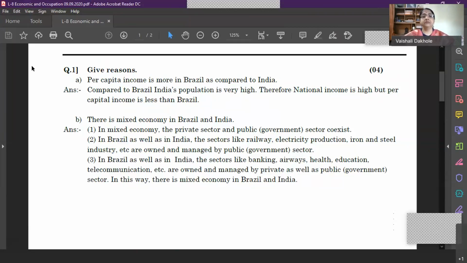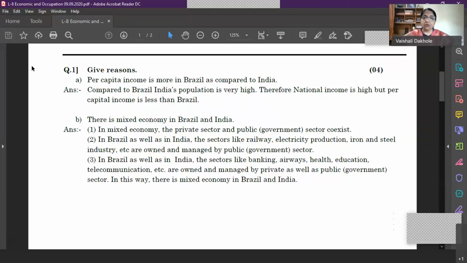Now, what is the reason behind it? It is because India's population is very high. As you know, India has the second largest population in the world after China. And India's population density is 382 persons per square kilometer. On the other hand, Brazil has the fifth largest population in the world, but its population density is only 23 persons per square kilometer.